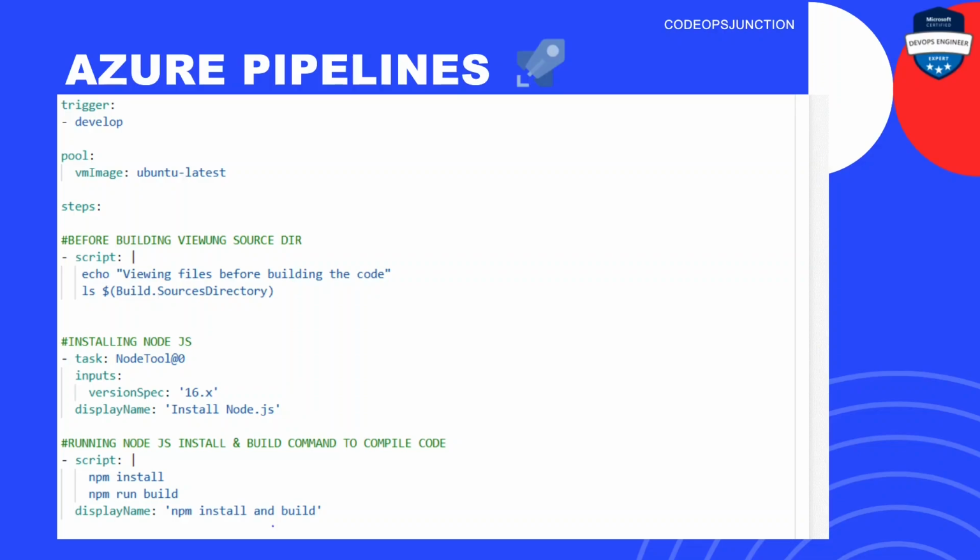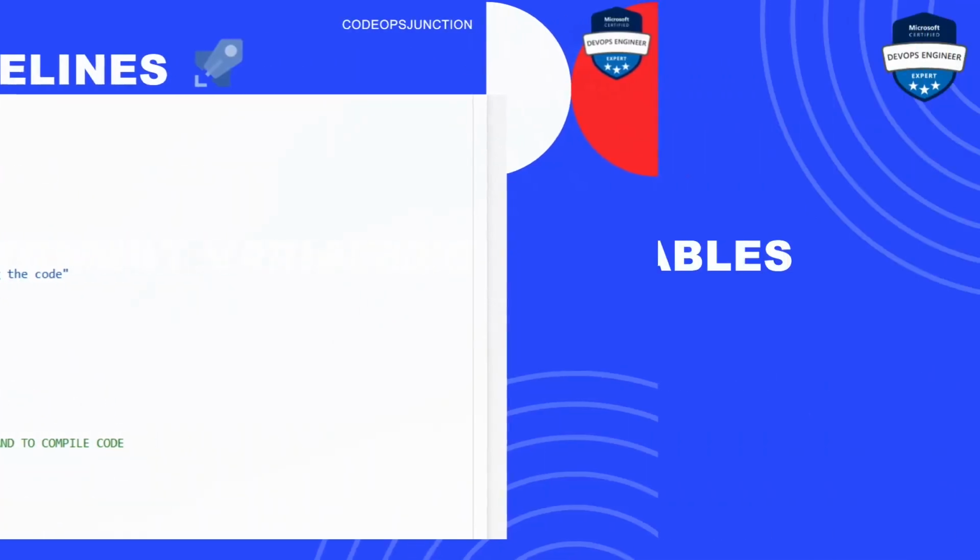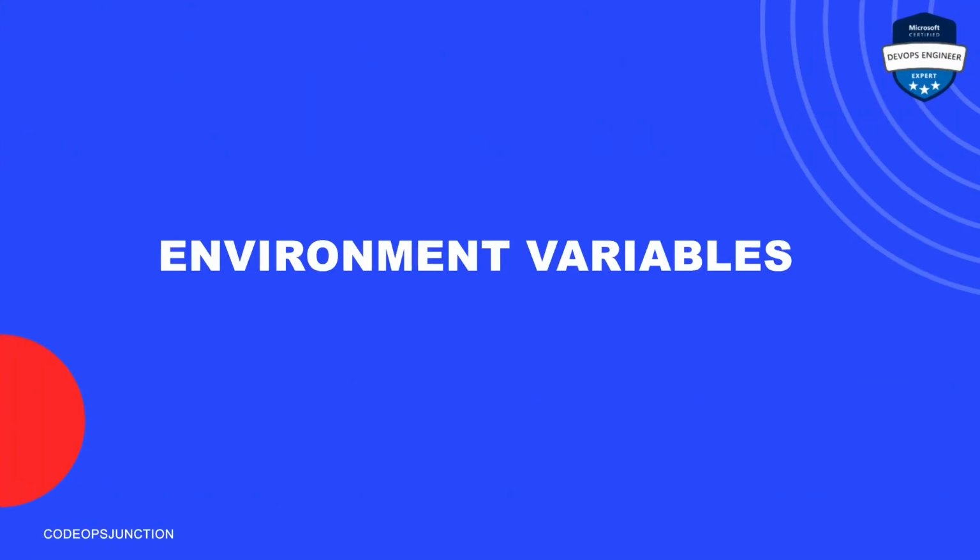So I hope you understand the structure of YAML file. So this is the way a YAML template should look like in Azure pipelines, and you should give commands like this. And in steps you have to describe what steps you are going to perform to build your pipeline. So I hope you understood. Now we will see the environment variables.